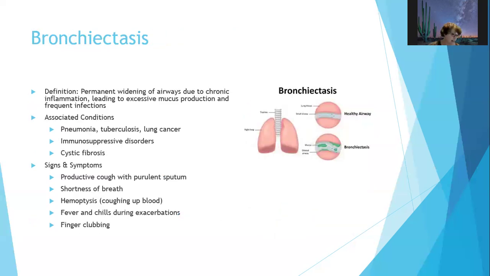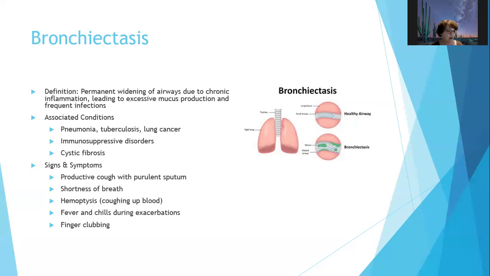Bronchiectasis is a condition where the airways of the lungs are permanently widened. Usually it's due to chronic inflammation leading to excessive mucus production and frequent infections. So lots of different conditions are associated with bronchiectasis, including pneumonia, tuberculosis, lung cancer, immunosuppressive disorders, interestingly enough, and cystic fibrosis, which is a genetic disorder.